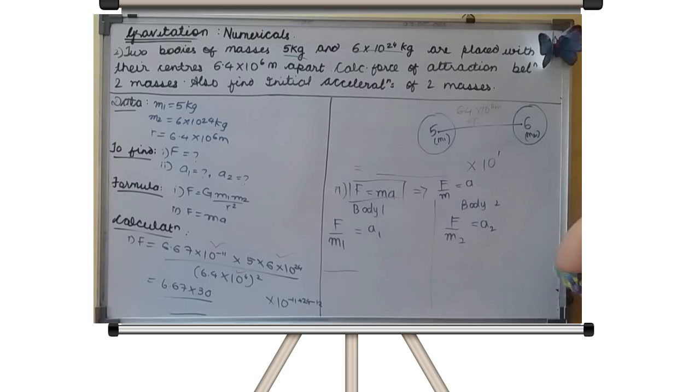Mass, you have got the mass 5 A1, and here force is constant again. You have got the mass 6 into 10 raised to 24, and you will get acceleration.